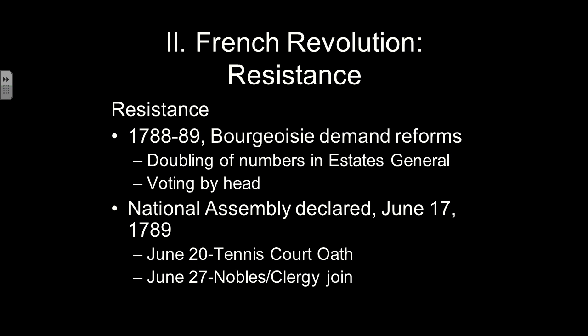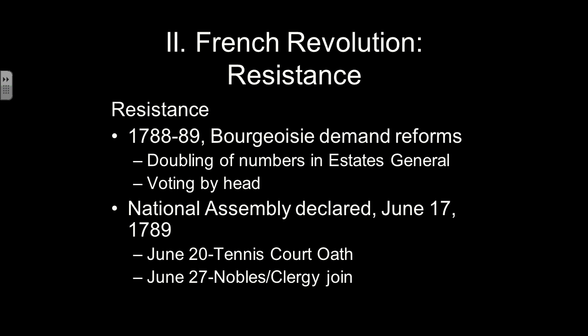On June 20th, the National Assembly met in their usual meeting place to start having serious discussions about the future of France, and they find that meeting place locked. They automatically assume the king locked the door to crush their political movement. So they moved to the only big open space available to them, which happened to be a tennis court. And there they got together and they swore an oath.